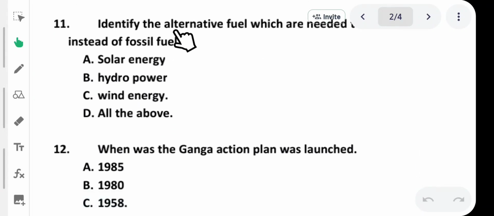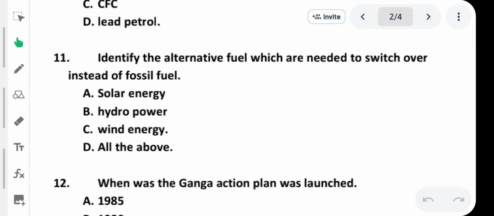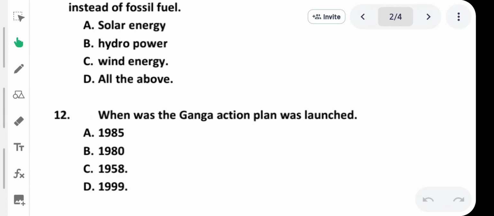11th one: identify the alternative fuel which is needed to switch over instead of fossil fuels. Here we have to identify alternative fuels: solar energy, hydropower, wind energy, all the above. Here all the above is the correct answer because solar, hydropower and wind energy are all alternative energy, whereas fossil fuels, we know, are petrol, diesel and coal.